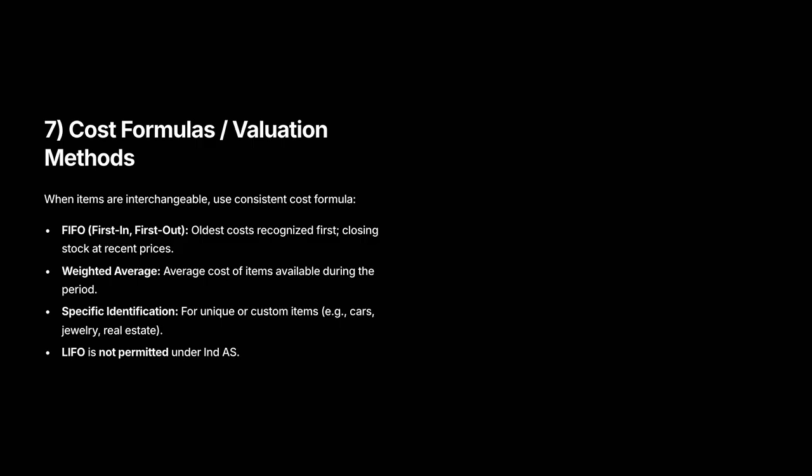Cost formulas for valuation methods. Select a consistent cost formula when items are interchangeable. FIFO, first in, first out: oldest costs go to COGS first. Weighted average: average cost of items available during the period. Specific identification: used for unique or high-value items, cars, jewelry. LIFO, last in, first out, is not permitted under IND AS.